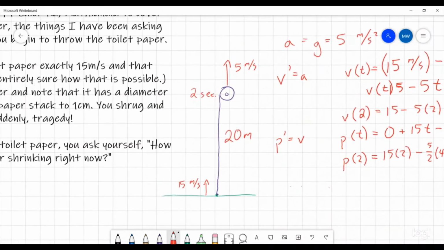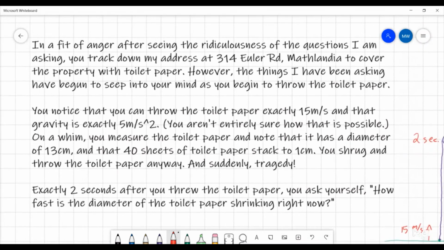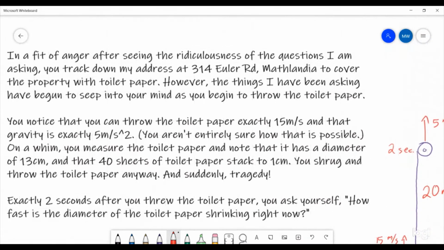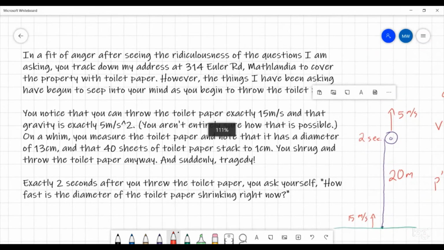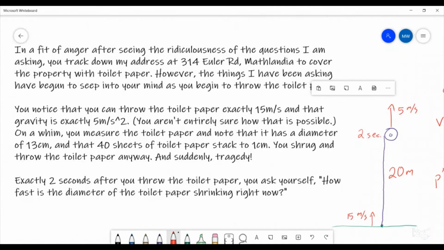Alright. We're going back over here to our question. So there we go. We have all the different things that we need. We are trying to figure out all of the different stuff left that we need. So we can throw the toilet paper at exactly 15 meters per second. So we've accounted for that in our picture. Gravity is exactly 5 meters per second squared. We've accounted for that. But now we're trying to figure out how fast the toilet paper is shrinking.